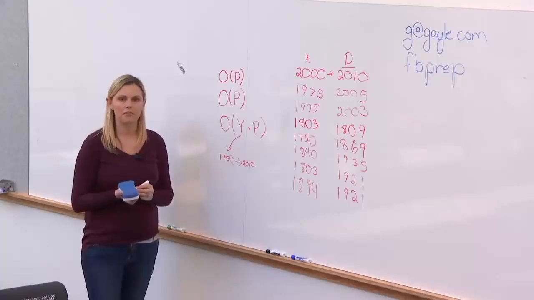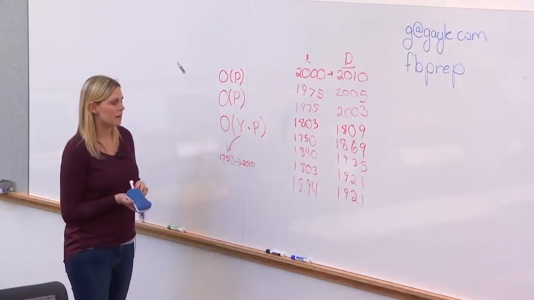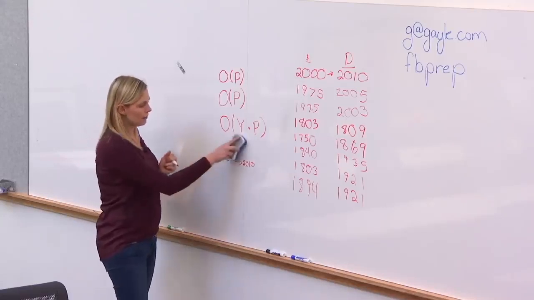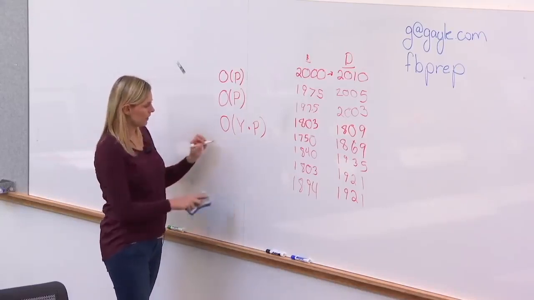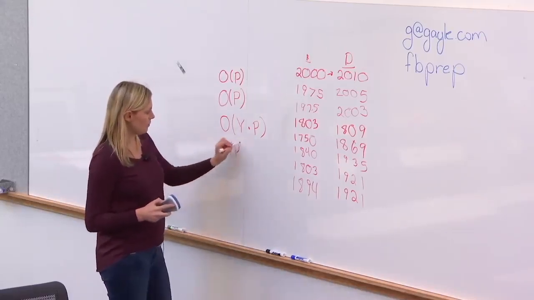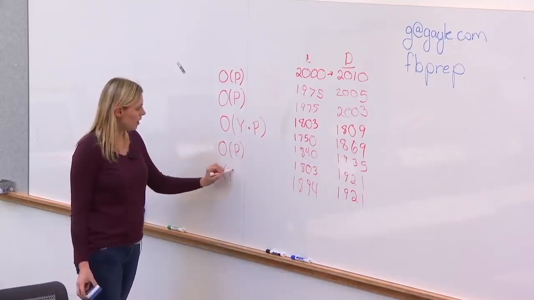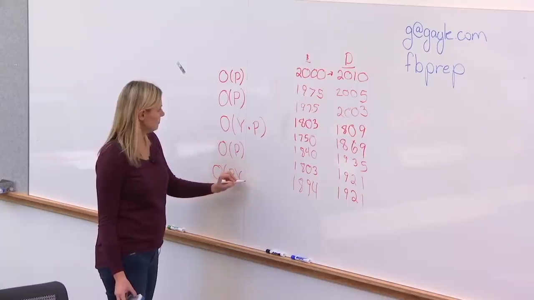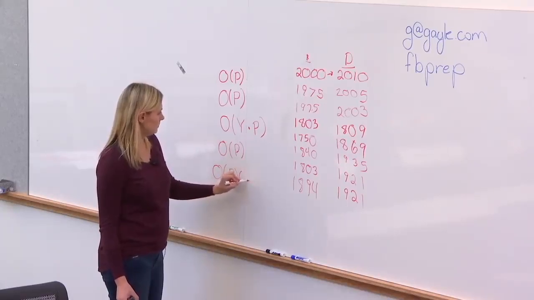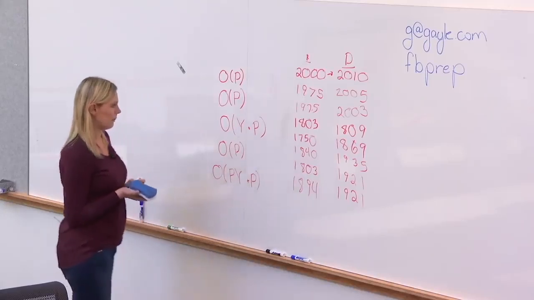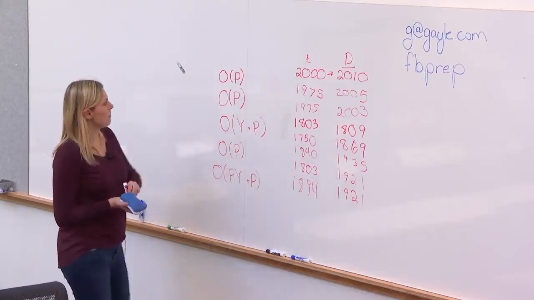Then we need to find the one that's the biggest. This can either be done while we're doing this stuff, or we could separately find the max. If we separately found the max, that would just be another O of P. So that gives us a runtime of O of PY plus P.